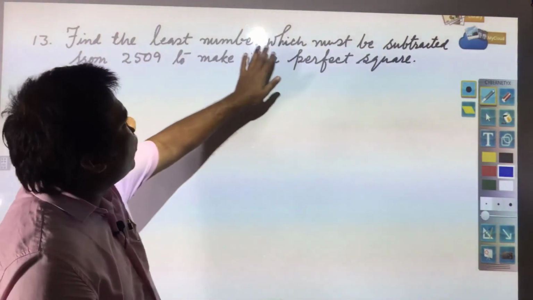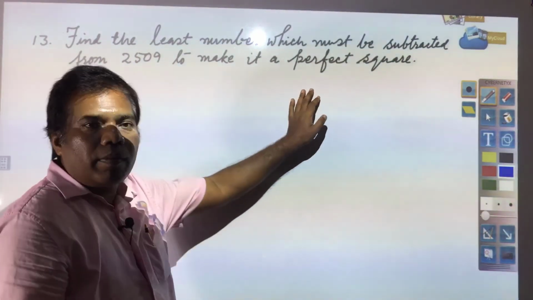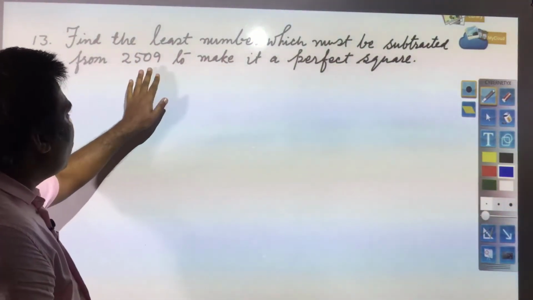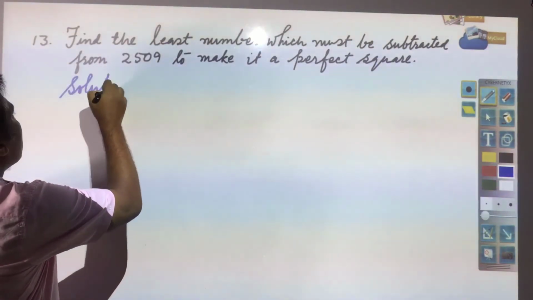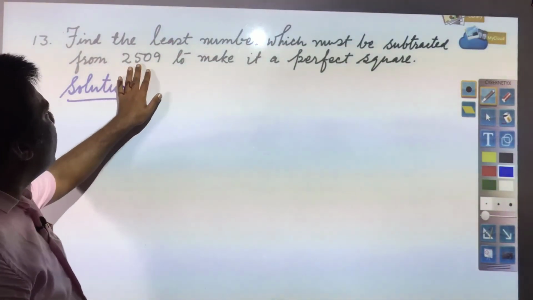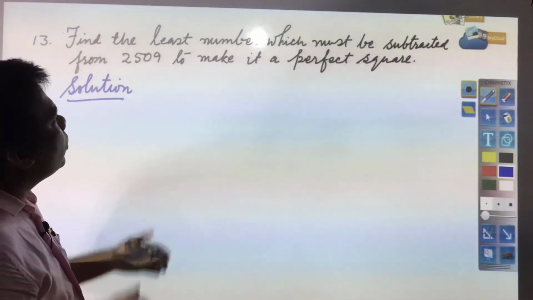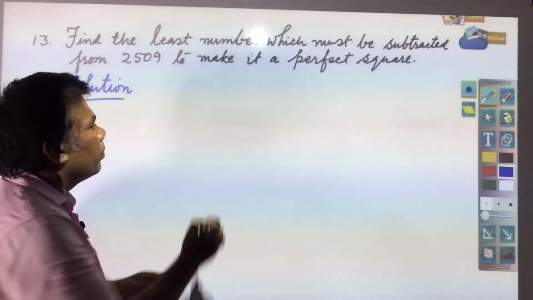Find the least number which must be subtracted from 2509 to make it a perfect square. So, similar example already I have explained. Again you see, we need to try to find out the square root of 2509.